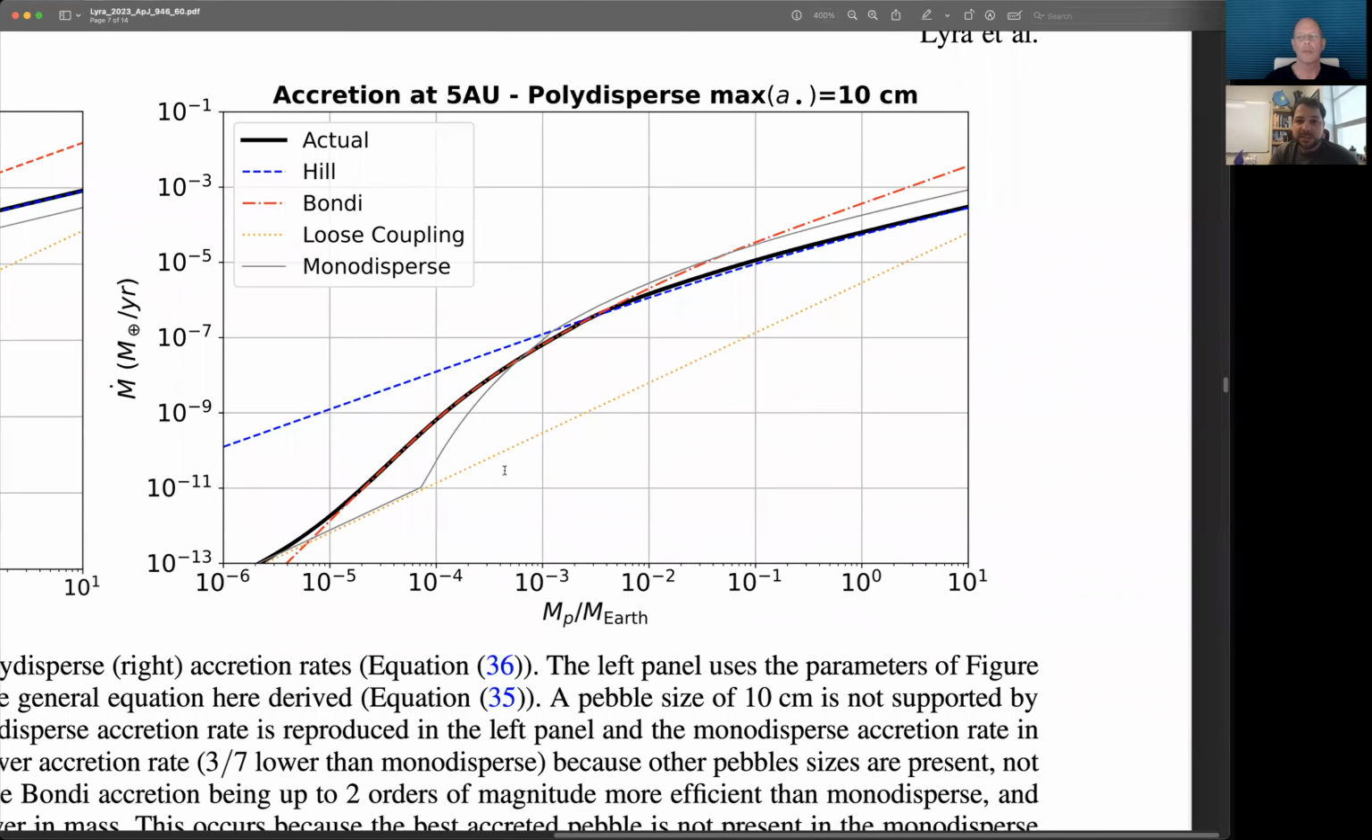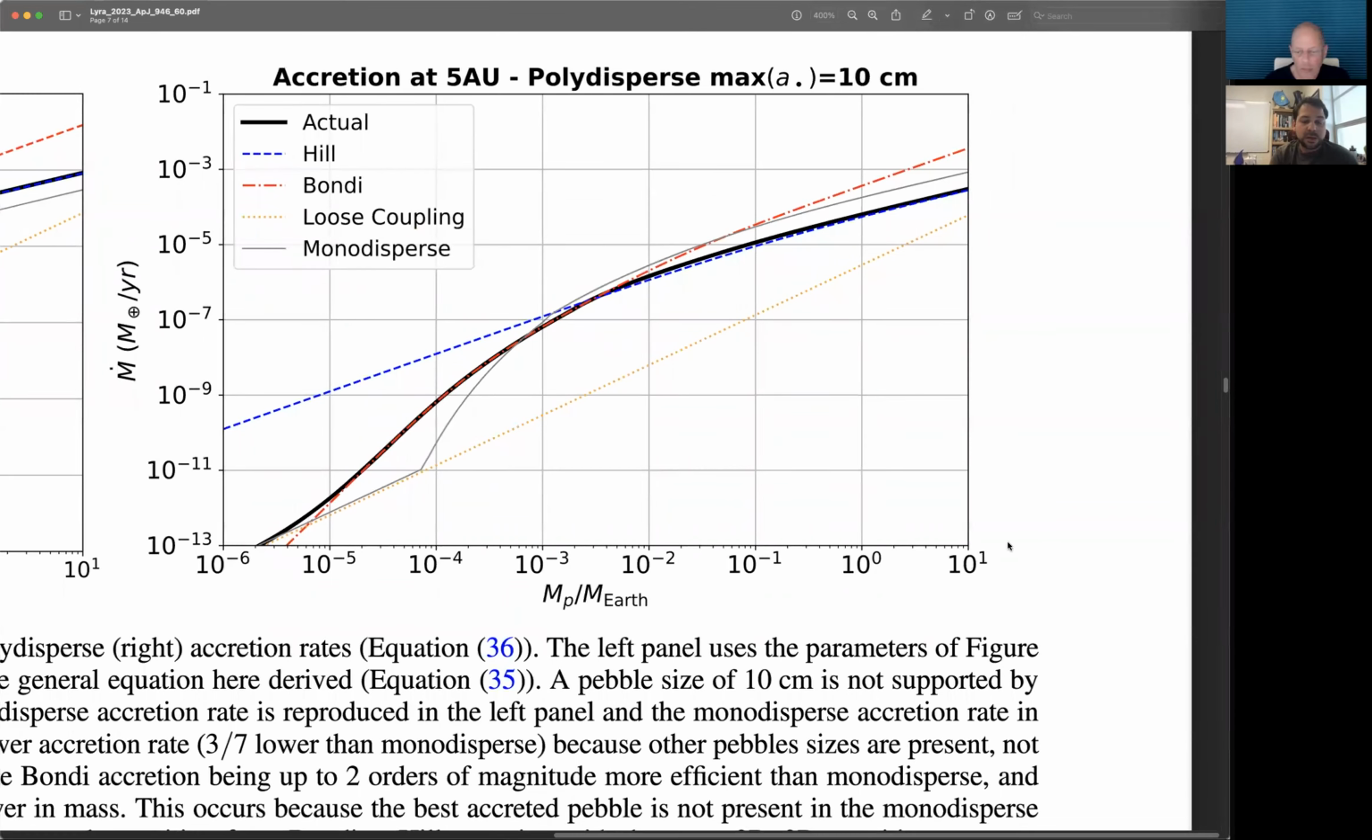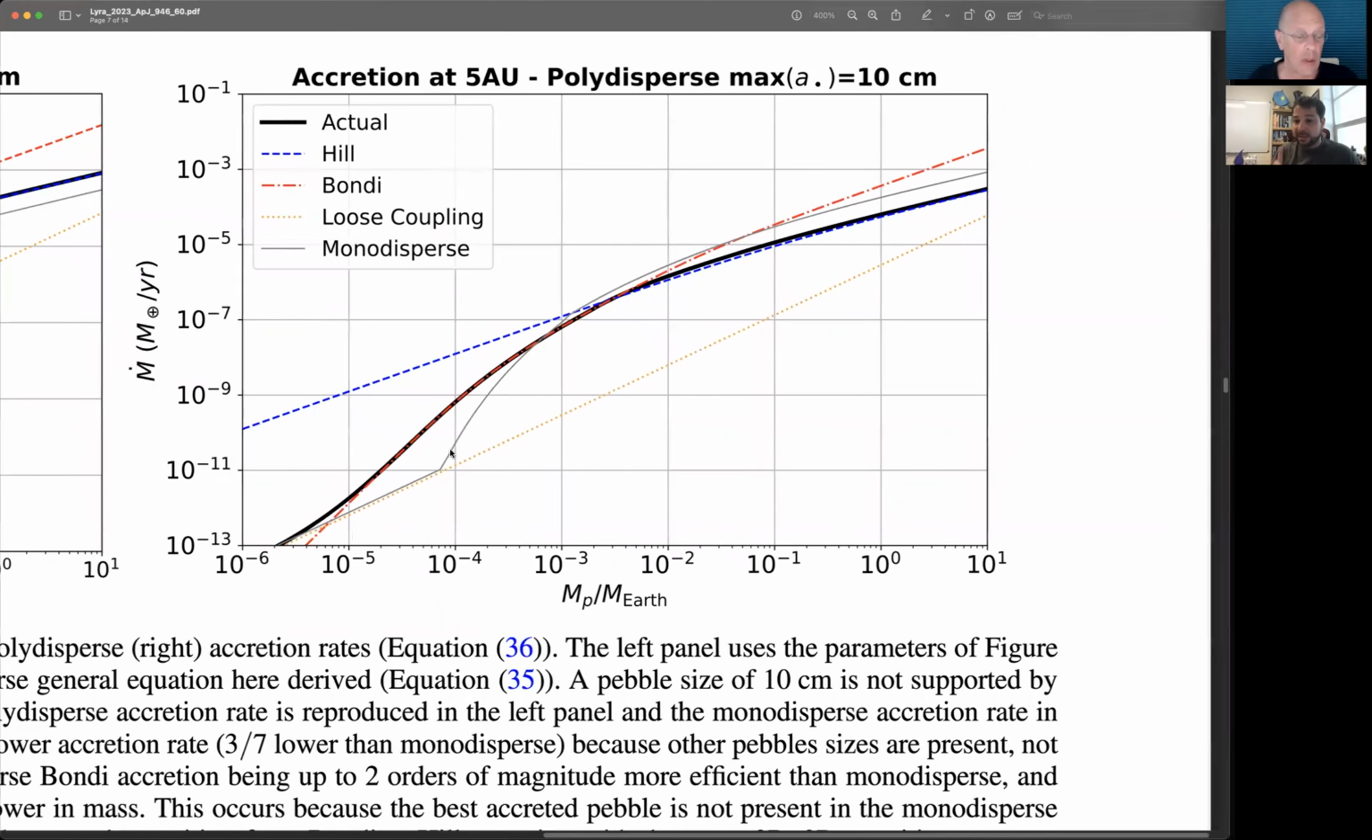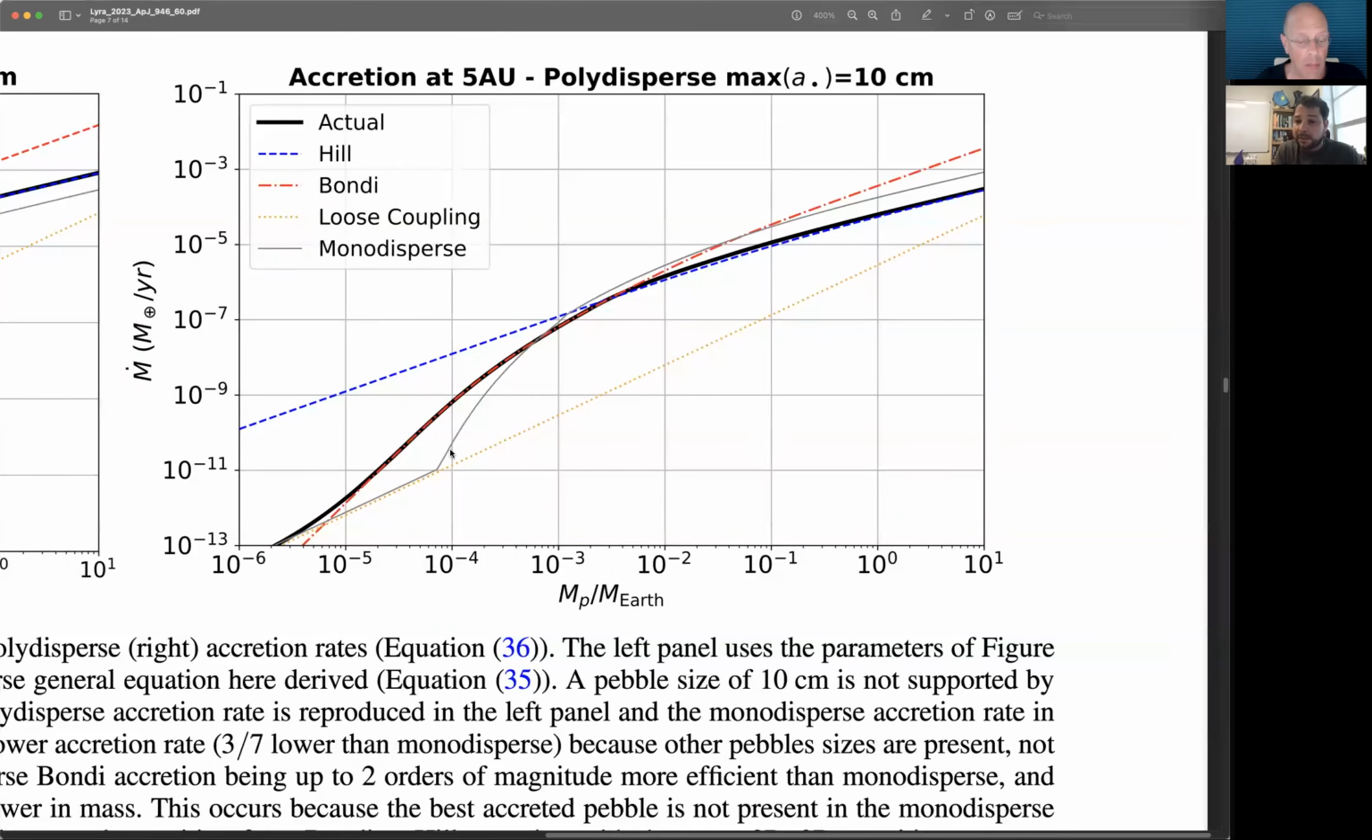Right. So what we're seeing here on this figure 3 are the accretion rates that you get from what I call the monodisperse. Monodisperse means only one size, one Pebble size. So that's the accretion rate, that's the thin gray line. That's the accretion rate that you get if you consider only one size, the biggest Pebble that is present in this model, which in this case we consider a Pebble size of 10 centimeters.